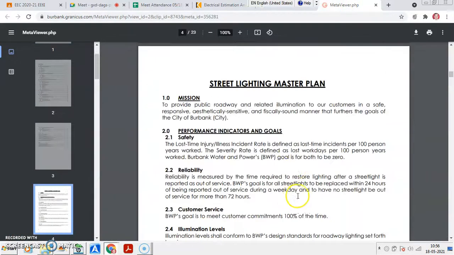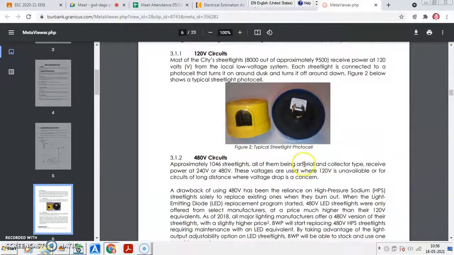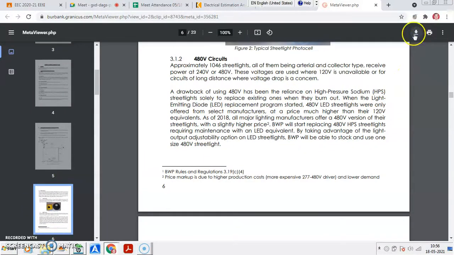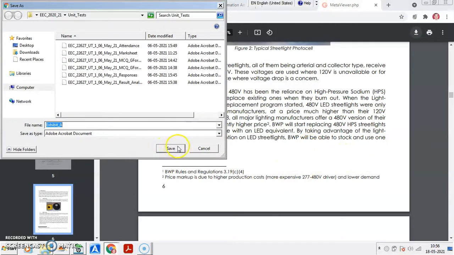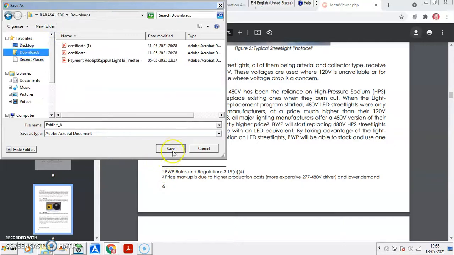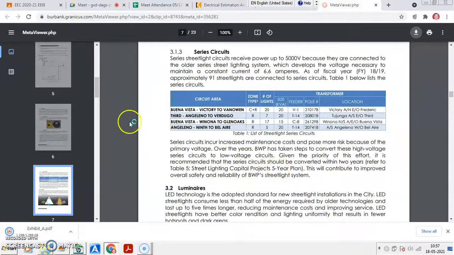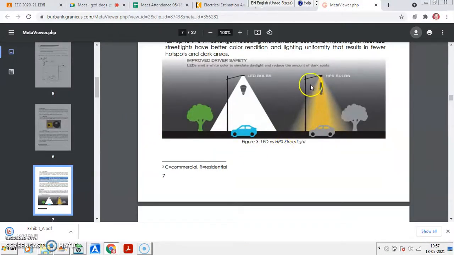This is the entire street lighting master plan. You can go through this also. This I will provide to you. Everything about street lights is mentioned here in this particular document: street circuits, how the illumination is decided, the range, the span. You can see that.